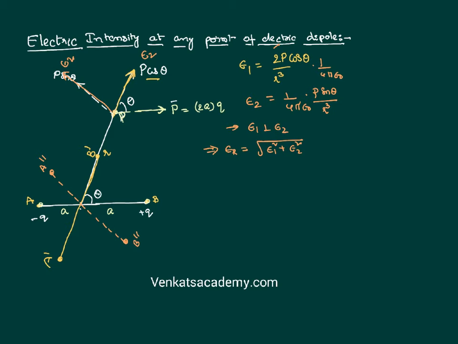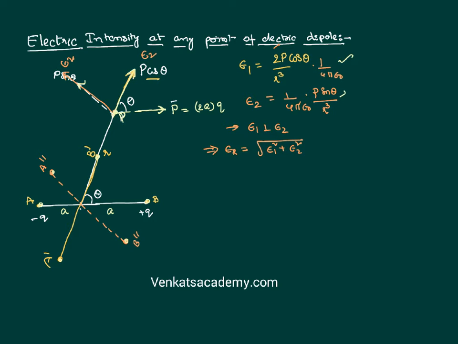But I can resolve the electric dipole into two parts, two dipoles, A dash and B dash, for which the point behaves as if it is on an axial line, due to which the electric dipole moment and electric intensity is this much. I can say it's a combination of another dipole, A double dash and B double dash, for which the same point behaves as if it is on an equatorial line, and the electric field intensity direction E2 and its magnitude is this much.